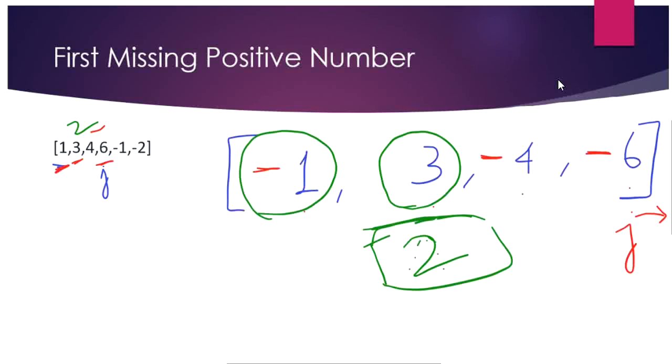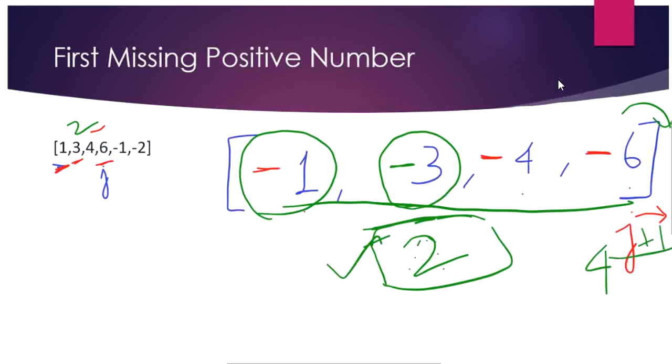So we are going to set the index values to negative and iterate again to check if any positive number exists. If there is a positive number, then we are going to return that index as the result. If not, if all the numbers are set to negative, in that case our j iterates till 4. So we have 1, 2, 3, 4, and finally the fifth number will be the first missing positive number. In that case, return j plus 1 as our output.